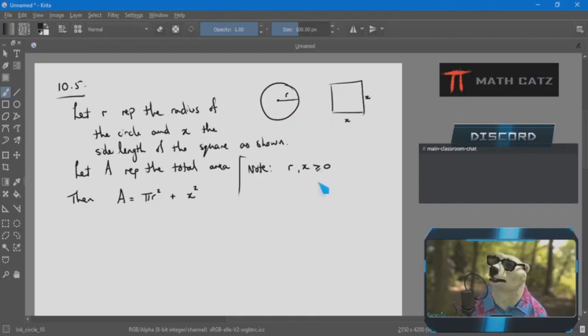I'm going to put an equal sign here in this case, because I could have a 0 radius, meaning that the circle portion of the garden is non-existent, and I just have a square. Or I can have x be 0, and then I just have a circle. And those are sort of the extreme cases. So let's just write this out to make it easier to follow.